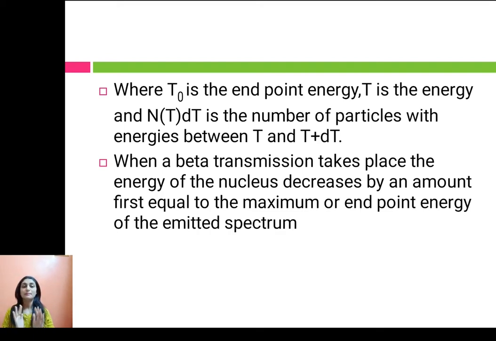Now when a beta transmission takes place, the energy of the nucleus decreases by an amount equal to the maximum or endpoint energy of the emitted spectrum.